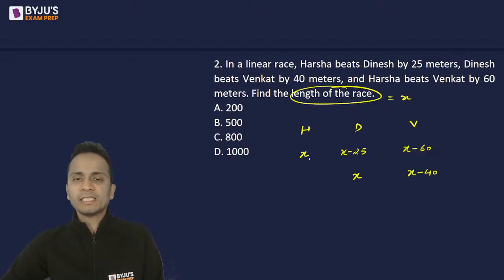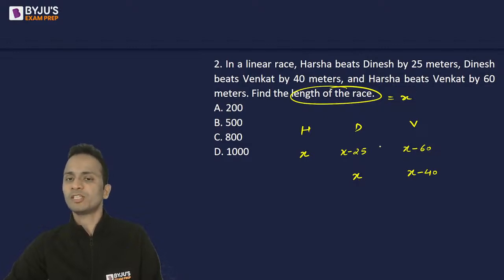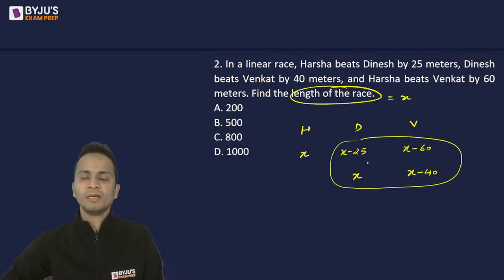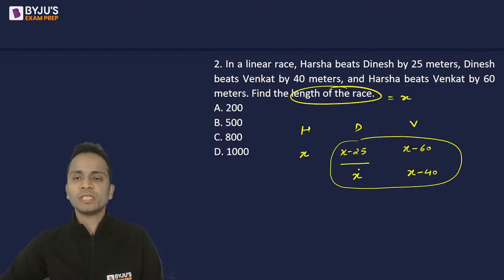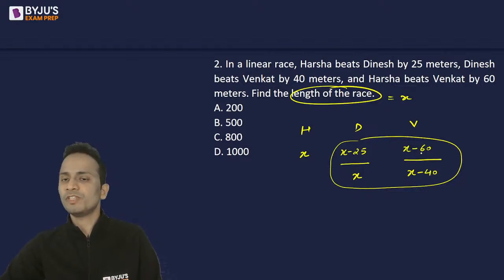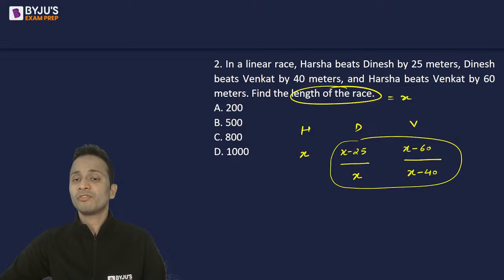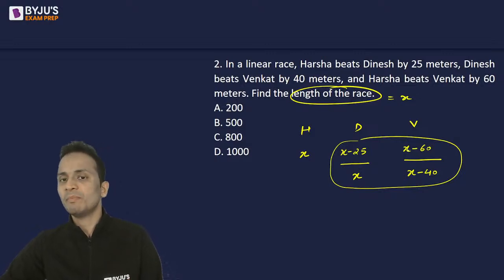Now, I can say that when Harsha has covered x, Dinesh has covered x minus 25 and Venkat has covered x minus 60. Also, when Dinesh has covered x, Venkat has covered x minus 40. Now look at these given values. Now, for Dinesh, the ratio of these two distances will be equal to the ratio of these two distances for Venkat because they are covered in equal time intervals.